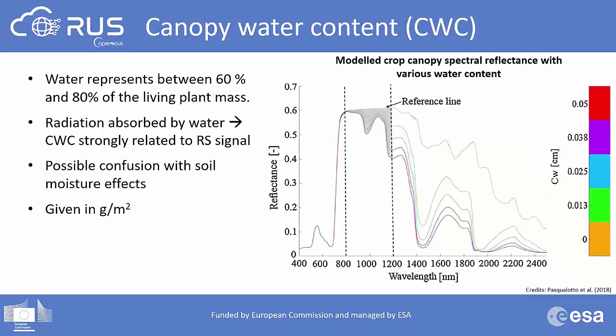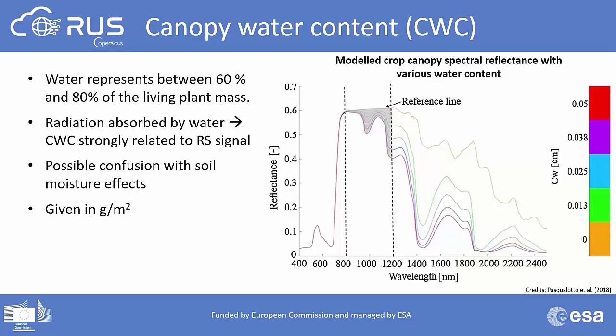And finally, the last variable that we will talk about is the canopy water content. So we know that water represents between 60 to 80% of the living plant mass. Since radiation is absorbed significantly by water in the near-infrared and middle-infrared part of the spectra, the spectral configuration of Sentinel-2 is particularly ideal for its derivation.